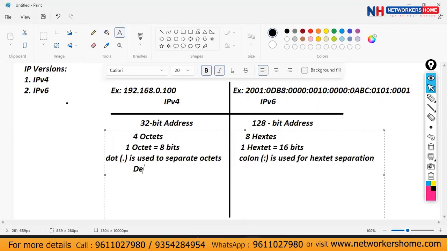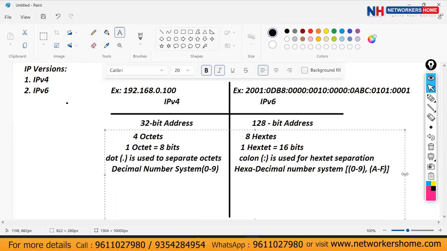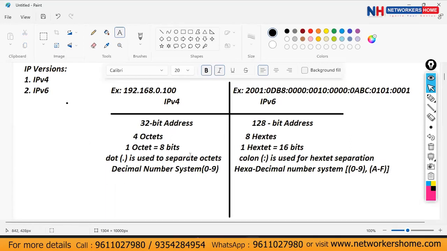In case of IPv4, the decimal number system is used. If you talk about the decimal number system, there are the digits 0 to 9, total 10 digits. But in case of IPv6, the hexadecimal number system is used, ranging from 0 to 9 and A to F. So 0 to 15, total will be 16, because 0 to 9 are 10, and A to F are 6. So total 16. So the differences are clear.